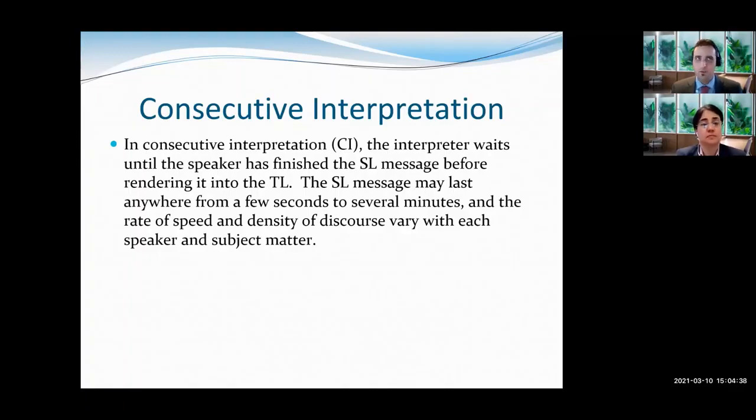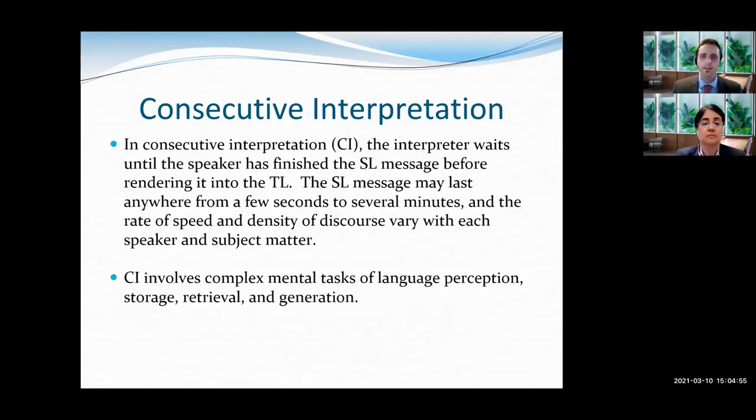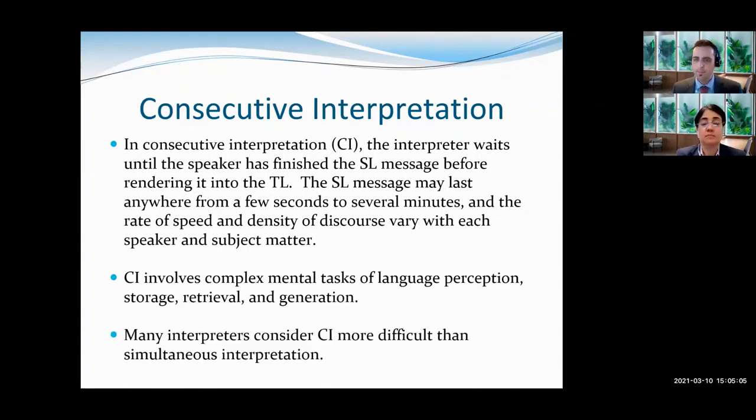Obviously, the difficulty will vary, like it says here, based on how fast the person is speaking, based on the subject matter. Some things are easier than others. Some things are more understandable than others. So it's going to vary greatly depending upon what it is that you're interpreting. Consecutive interpretation involves complex mental tasks of language perception, storage, retrieval, and generation. And actually, although at the beginning of your interpreting career, it may seem to you that simultaneous interpretation is the hardest one, because it's like, man, it's just so fast, it's coming in, and I'm just spitting it out. It does seem harder. But most of the time when interpreters actually do this for a little while, they realize that actually consecutive interpretation is much harder than simultaneous interpretation.